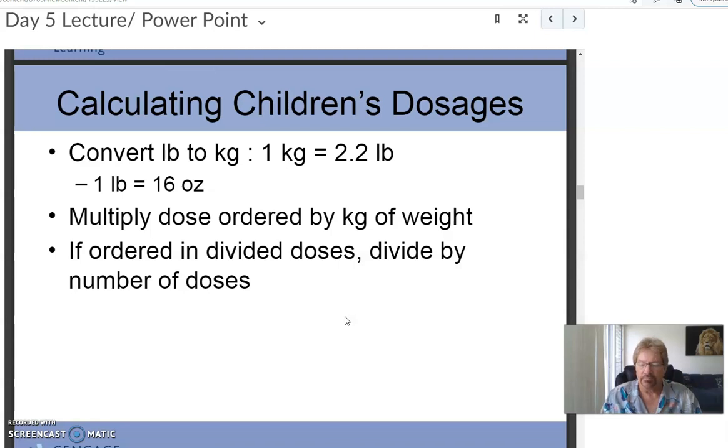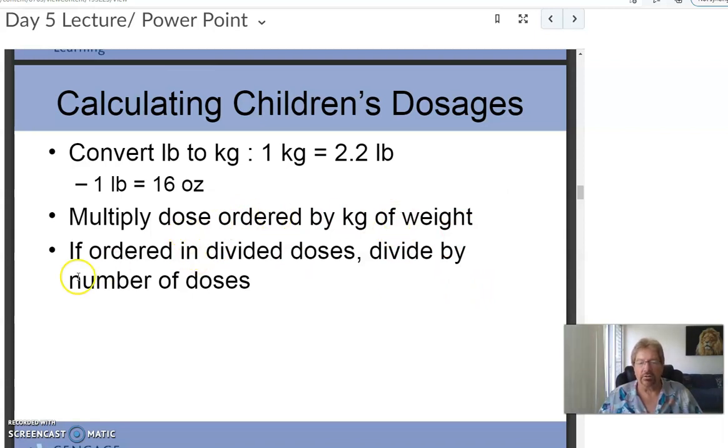How do you do it? It's simple as pie. You divide the pounds by 2.2, and that will give you the kilogram. A kilogram is just slightly less than half a pound. So you divide their weight in pounds. Let's say they weigh 100 pounds, divide 100 by 2.2, and that'll give you their weight in kilograms. Then you can use that to figure how much meds to give.